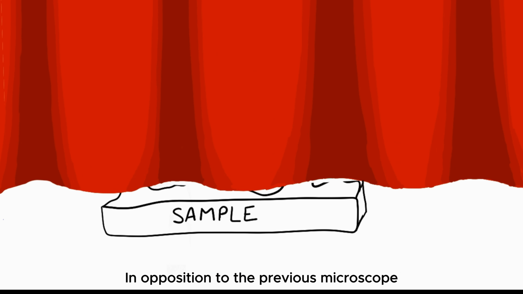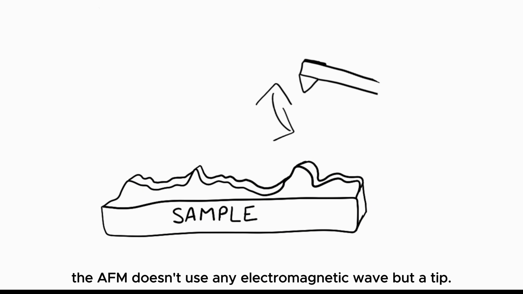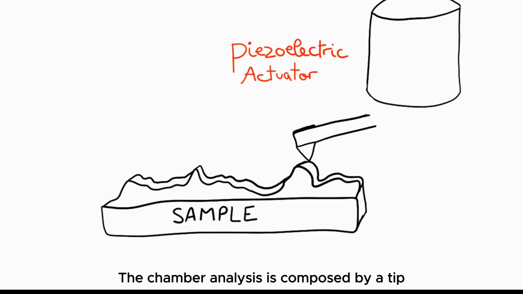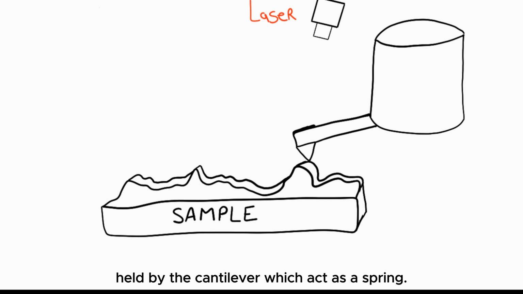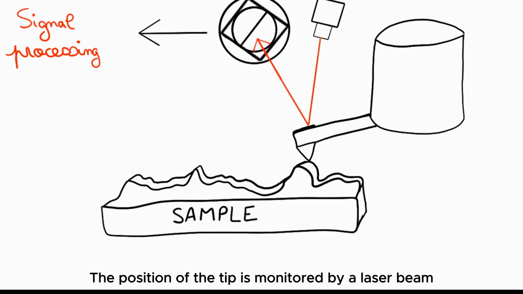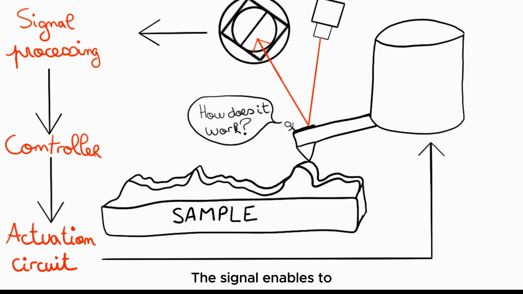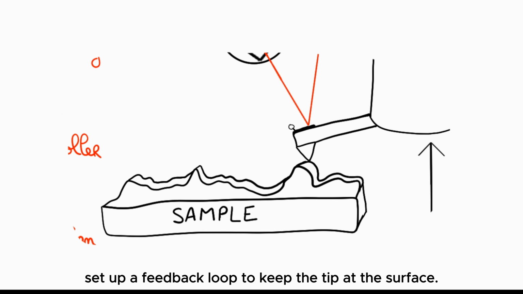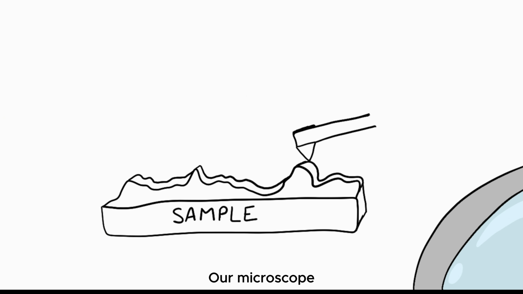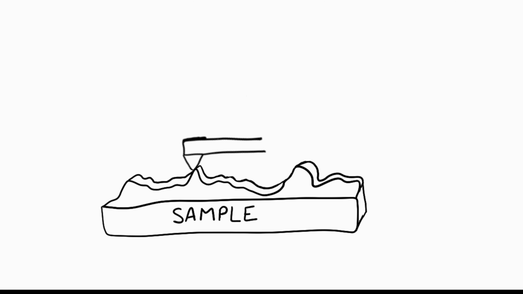In opposition to the previous microscopes, the AFM doesn't use any electromagnetic wave, but a tip. The analysis chamber is composed of a tip held by the cantilever which acts as a spring. The position of the tip is monitored by a laser beam and detected by the photodiode. This signal enables to set up a feedback loop to keep the tip at the surface. Our microscope therefore scans the surface directly with the tip.